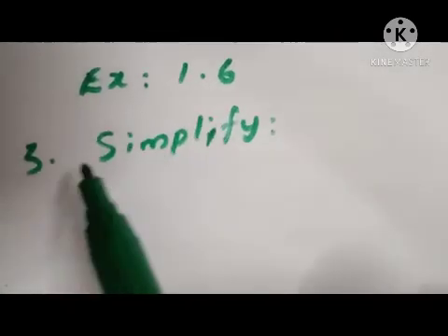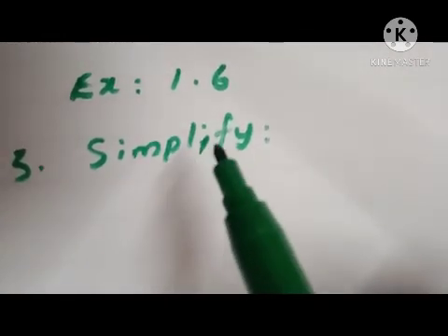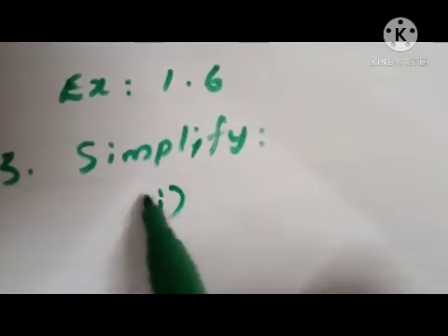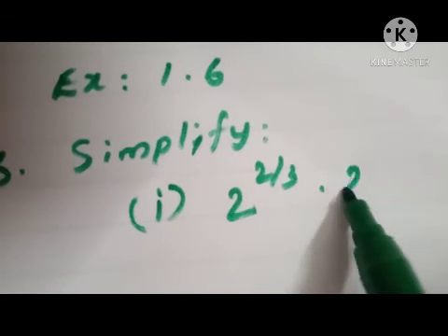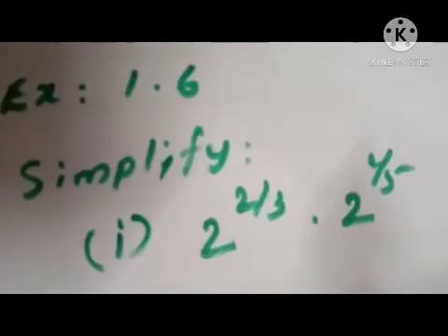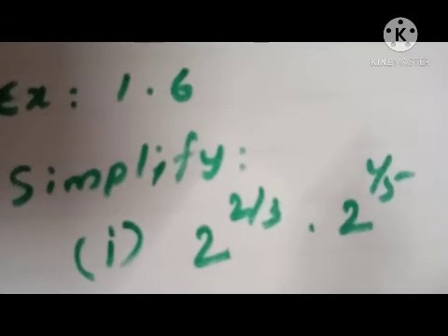Exercise 1.6, third question. Simplify the following. Okay, here 4 sub questions are there. Then first sub question is 2 raised to 2 by 3 into 2 raised to 1 by 5.